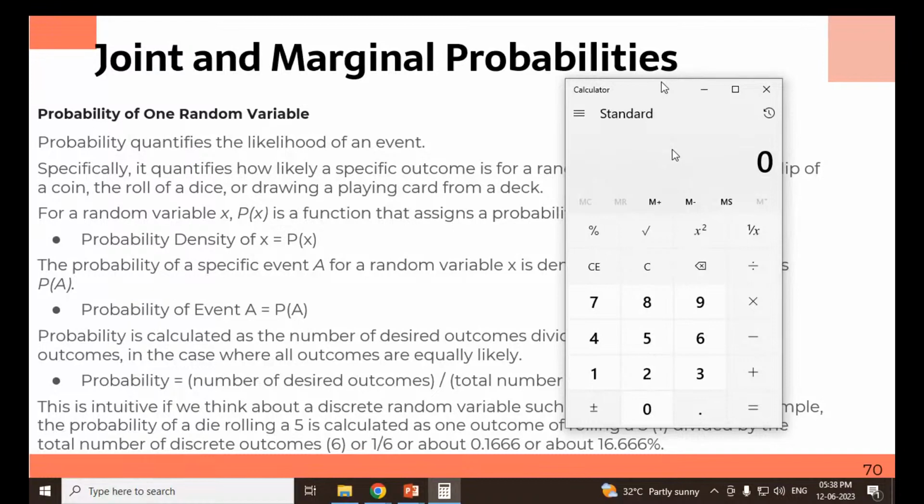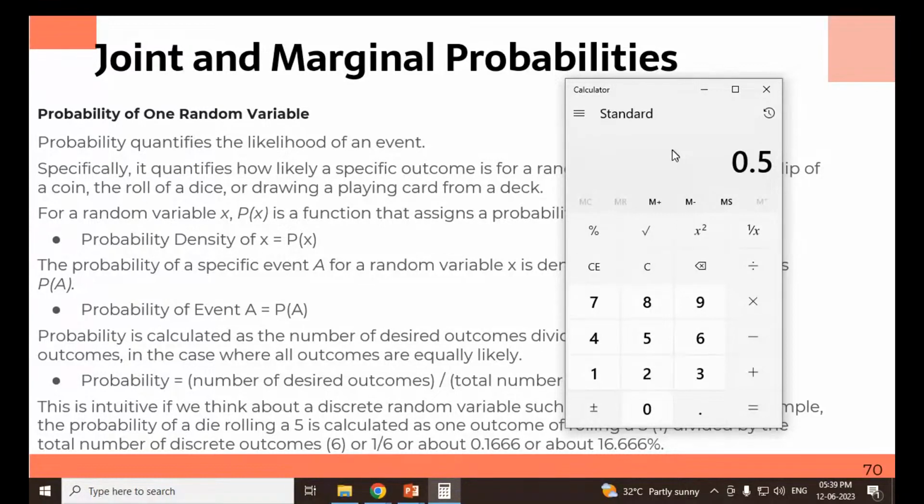We are dividing one number by another number. The number of desired outcomes, which is 1, divided by the total number of possible outcomes. Head or tail? Two faces. So 1 divided by 2. I have a 50% possibility that we'll get a tail or we'll get a head.